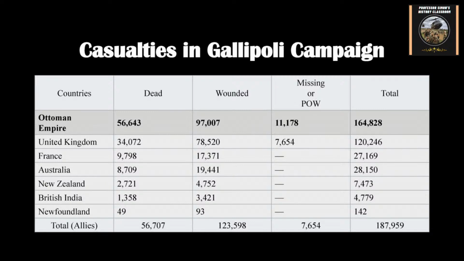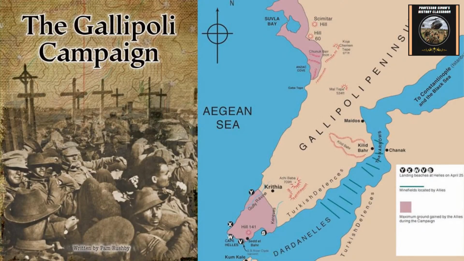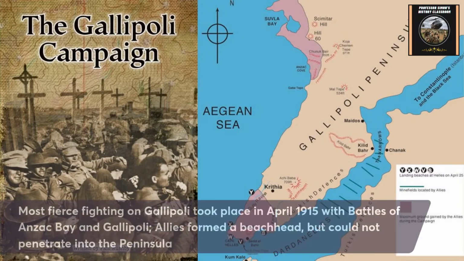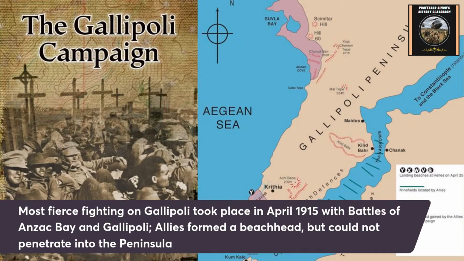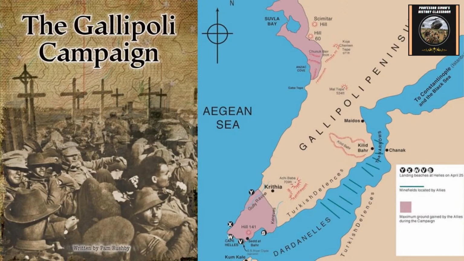And if you go back to this map right here, the forces mostly tried to attack the western part of the peninsula, like the tip of it and part of the western part right there. The two bloodiest battles they fought were the Battle of Anzac Bay and also the Battle of Gallipoli, which were fought mostly around April when it broke out. The Allies were able to form a beachhead, but they couldn't push inward. That was the only thing. They couldn't push up the peninsula. And the Turks basically battered their forces.